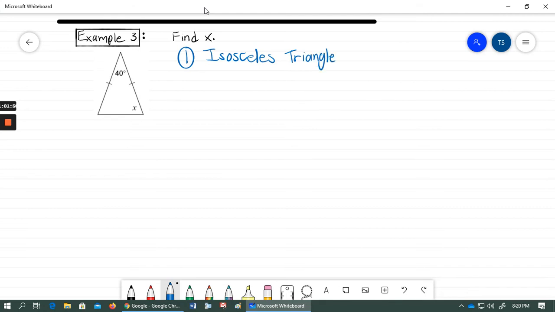Our reasons behind being able to find out certain parts here. In this one, we're going to have to use two different reasonings for it. Of course, one of the reasonings or logic that we'll be using is the base angles theorem.